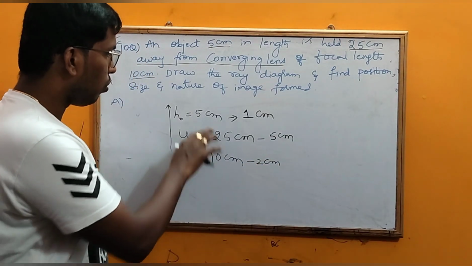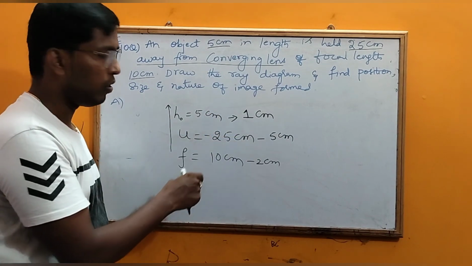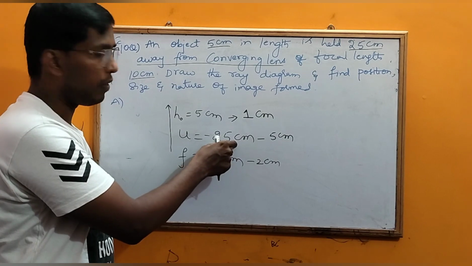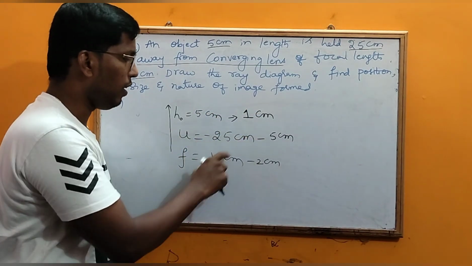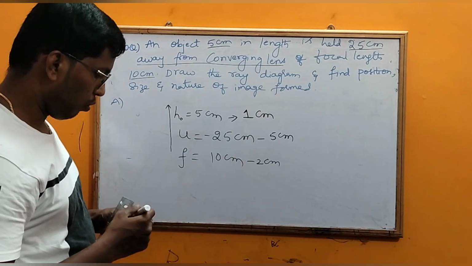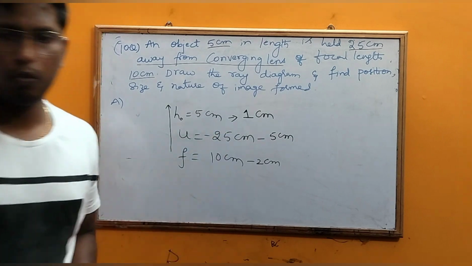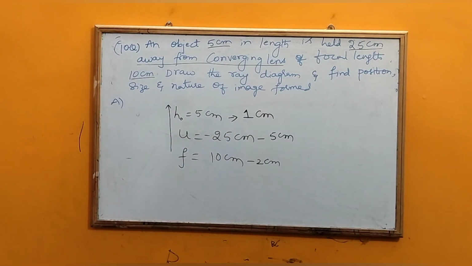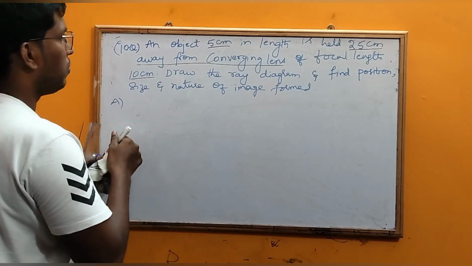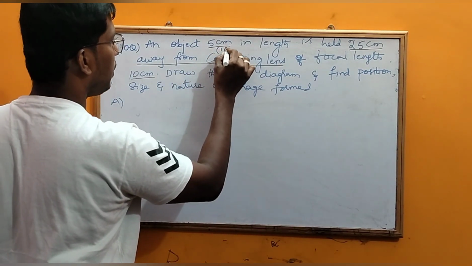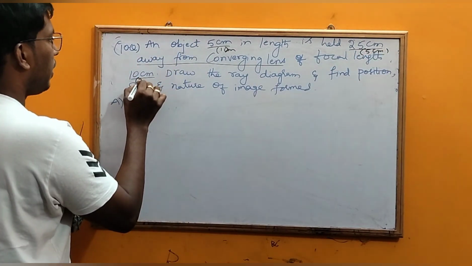Understood? So instead of taking this big long value, since the length will be more, so a bigger value, what I have done is I am considering 5 centimeter as 1 centimeter. 25 as 5 and 10 as 2. Understood? So taking these values, we will draw the diagram. Then we will convert it by multiplying. So first one, I am considering 5 as 1 centimeter, 25 as 5 centimeter, and 10 centimeter as 2 centimeter.